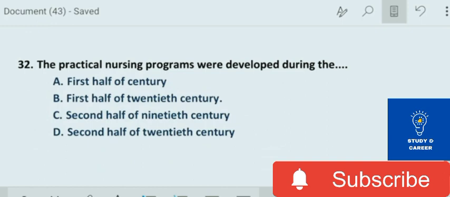32. The practical nursing programs were developed during the dash: A. first half of 19th century, B. first half of 20th century, C. second half of 19th century, D. second half of 20th century. So practical nursing programs were developed during the first half of 20th century.